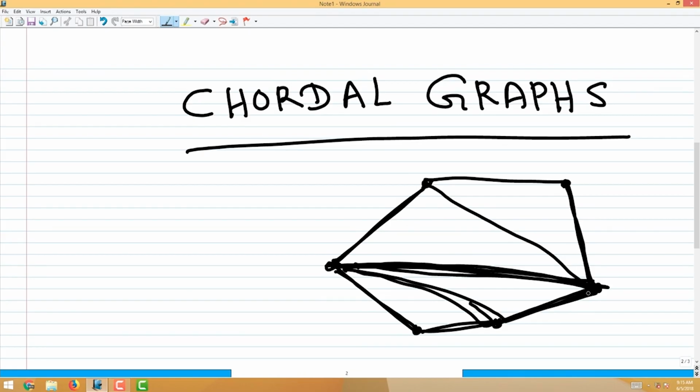Now it's okay. All cycles have to be either they should have a chord or they should be a triangle. This kind of graphs are called chordal graphs. These chordal graphs were studied much before because of their applications. I guess some electrical networks people. I think it was called rigid circuit graphs at some point of time. I don't know what it means.